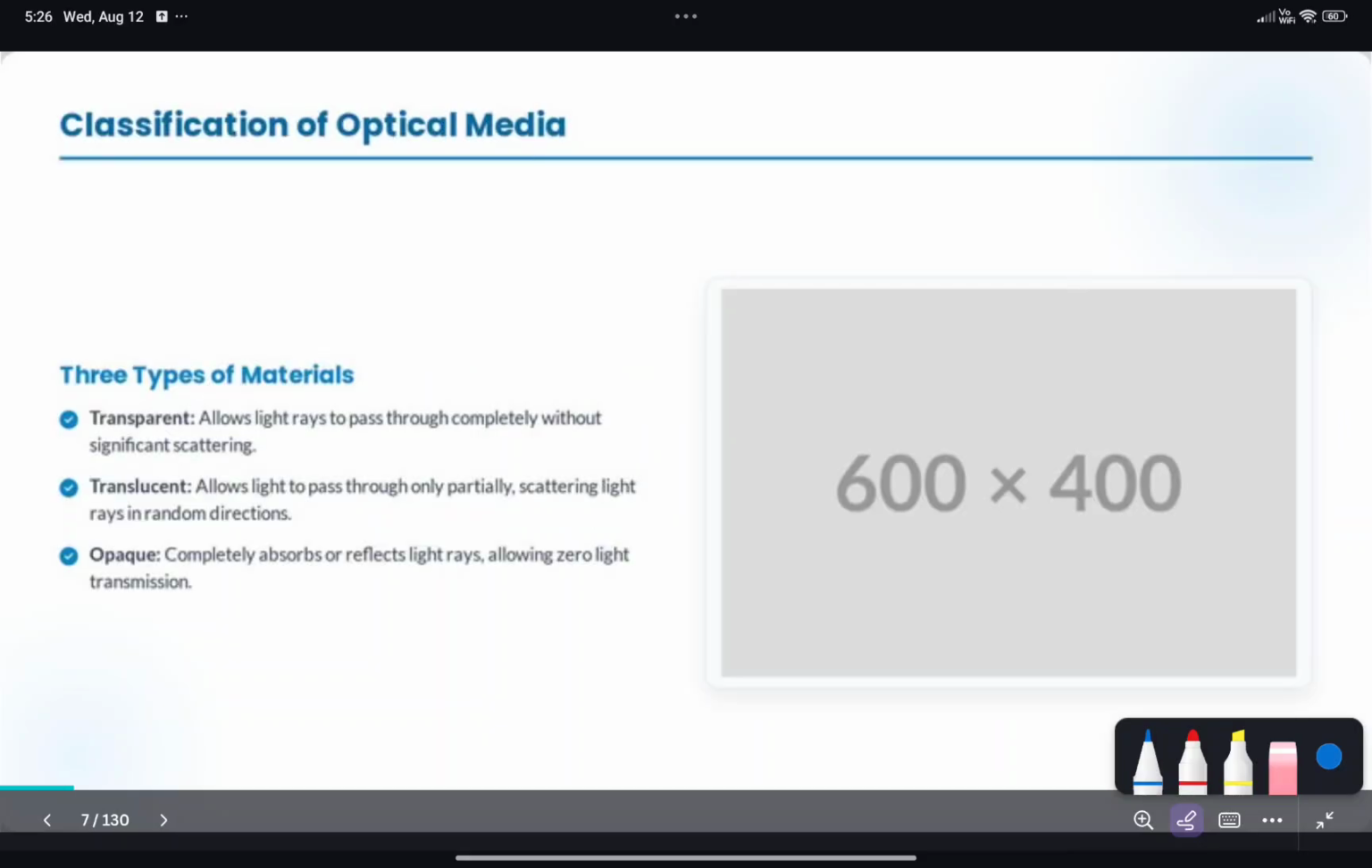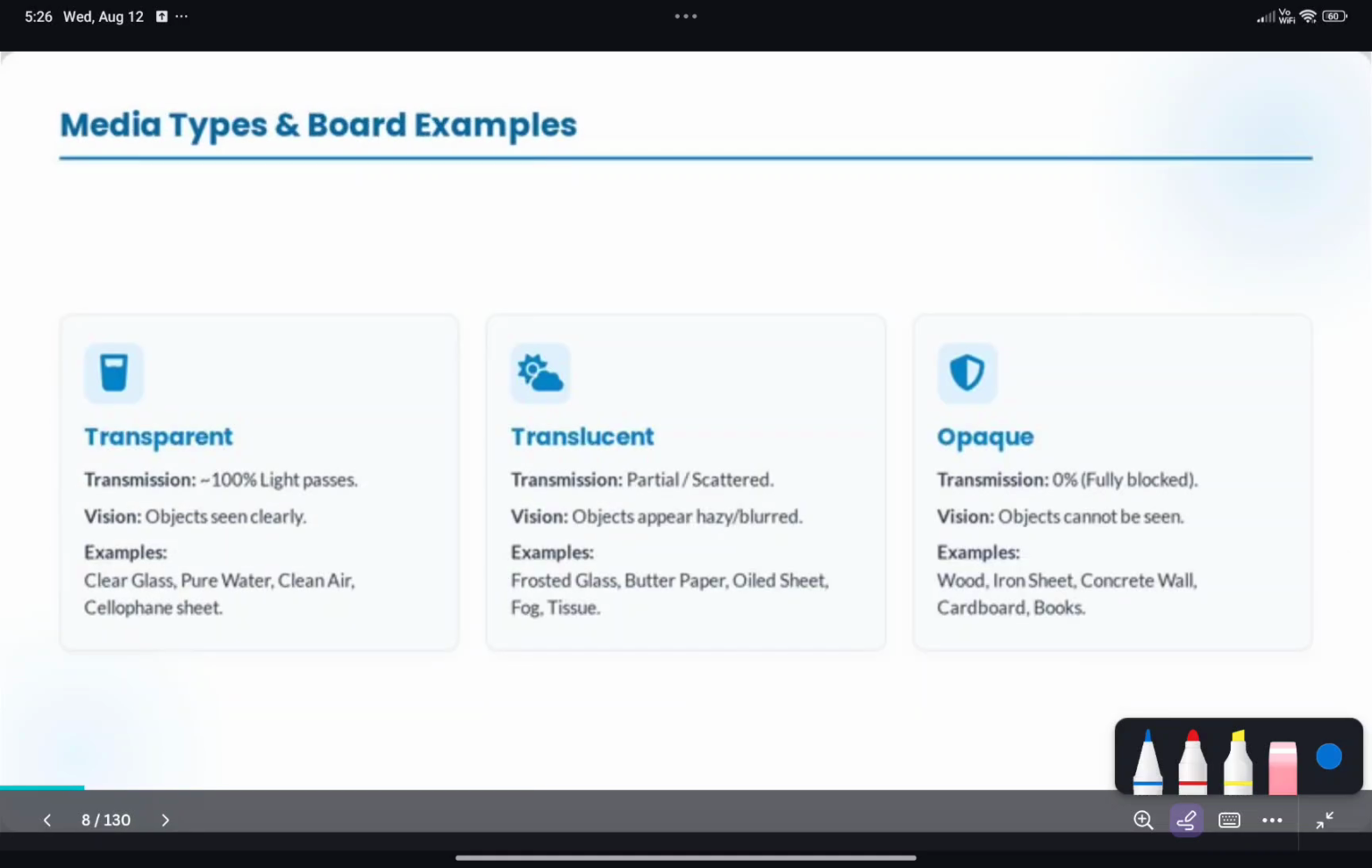Classification of optical media. They are classified into three categories: transparent, translucent, and opaque. Transparent means allowing light to pass through completely without significant scattering. Translucent means a certain amount of light passes through it. In the case of opaque, 0% of light passes through it, meaning no light passing through. Transparent, 100% of light passes through. Translucent, partially, as it is also scattered. Opaque transmission is 0.